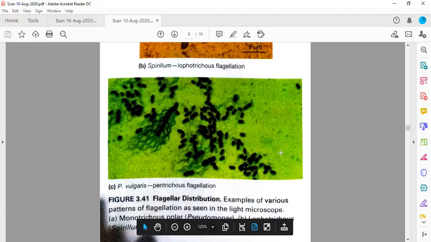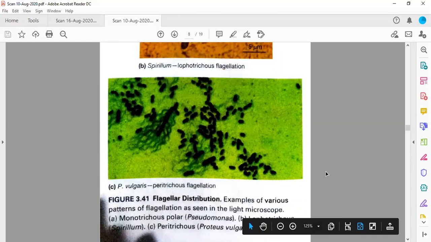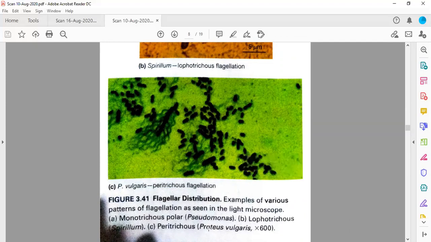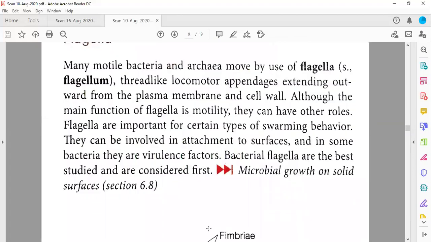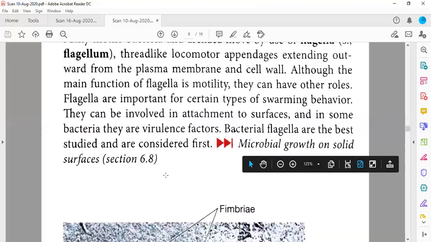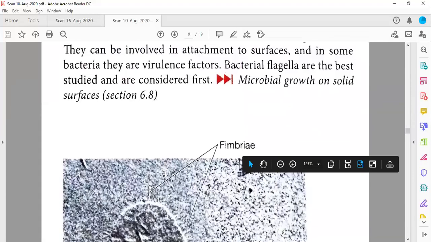In Pseudomonas, mostly monotrichous polar flagella are found. Lophotrichous are found in spirillum, and peritrichous is found in Proteus vulgaris. So examples are also given in this text. Now, they are found both in bacteria and archaea, so there is no problem.